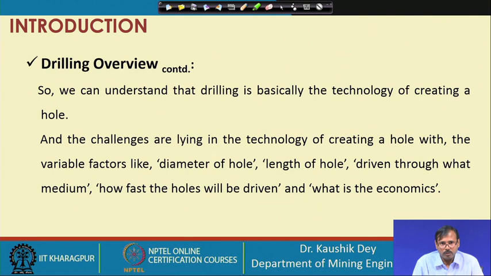And we have to consider all these things while we are thinking of drilling: how fast we have to drill it, because these are time limit jobs. Then what is the economy? If we are spending more on the drilling, then it may not be accepted by the client. Suppose we are trying to drill an oil rig, and if you are spending more on drilling the oil rig, then the project may not be successful. So, people may not be interested in drilling the oil rig if the drilling cost is very high.